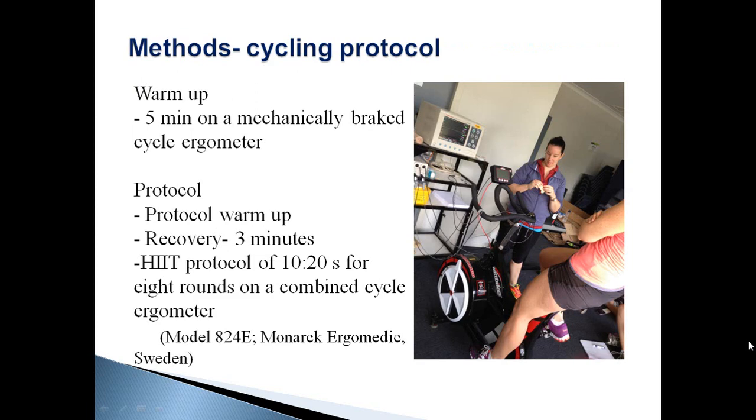Before the cycling protocol began, a 5-minute warm-up was completed. The protocol consisted of a warm-up of 4 rounds of 10 seconds at 80% maximal effort with 20 seconds recovery. This was followed by resting the legs for 3 minutes before the high-intensity interval training protocol began. This consisted of 10 seconds at maximal effort and 20 seconds of recovery for 8 rounds on a combined cycle ergometer.